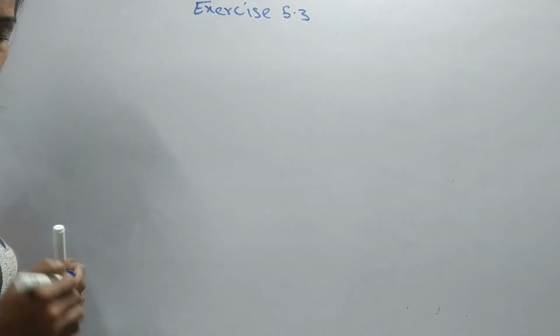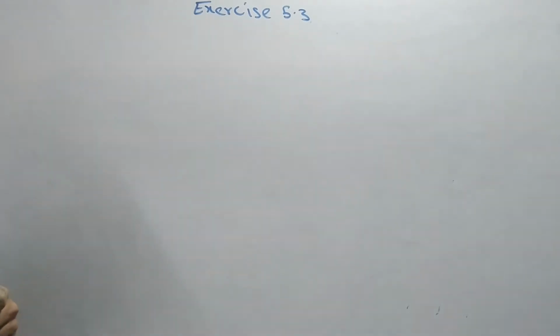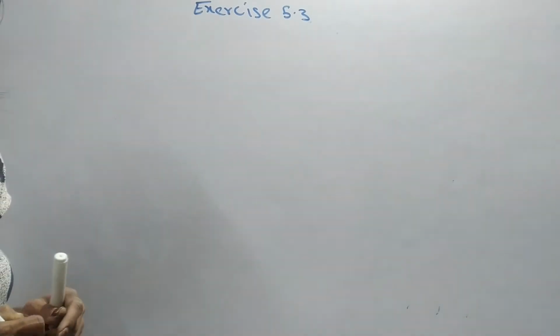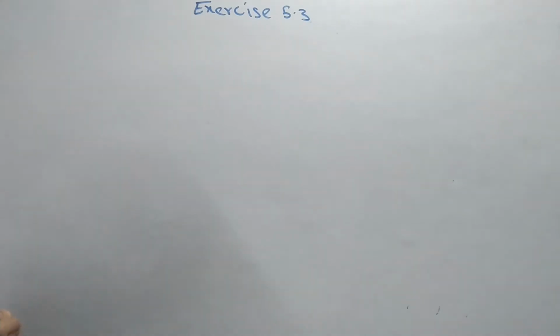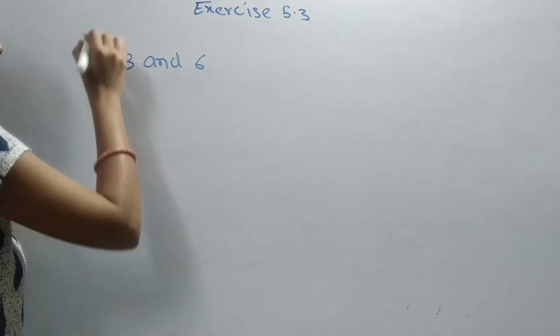Now let's solve question number 2. In this question, you have to find the first 10 multiples of the given two numbers, and then you have to find the common multiples of those two numbers. So the numbers are 3 and 6.